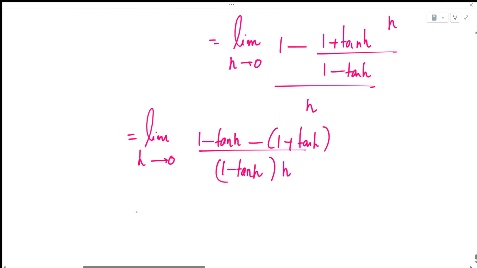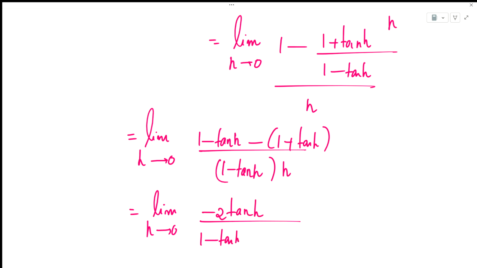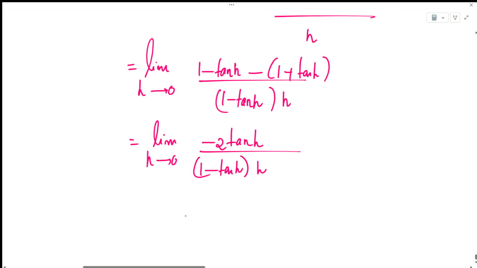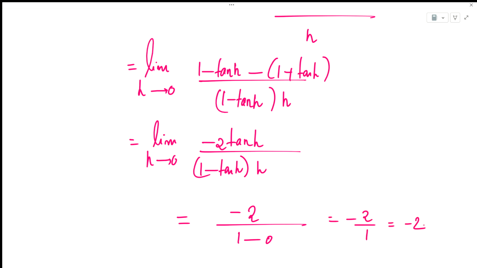So this will become limit h tends to 0. 1 and minus 1 will cancel out. I'm going to have minus 2 tan h divided by 1 minus tan h, all over h. Now I can make tan h by h as 1. This is going to give me minus 2 divided by 1 minus tan 0, which is 0, and this tan h upon h becomes 1. So minus 2 by 1, minus 2 is the answer.